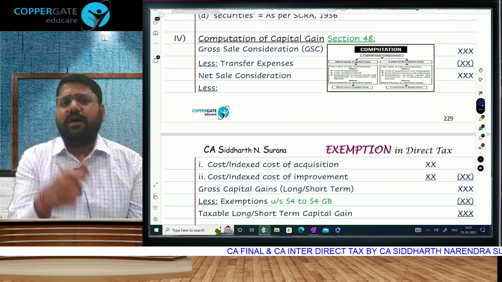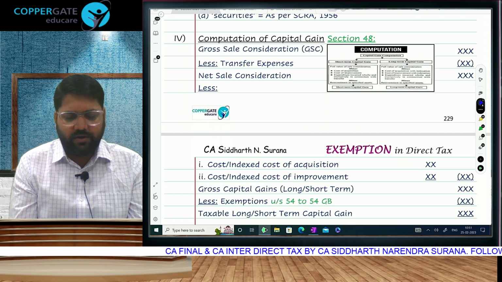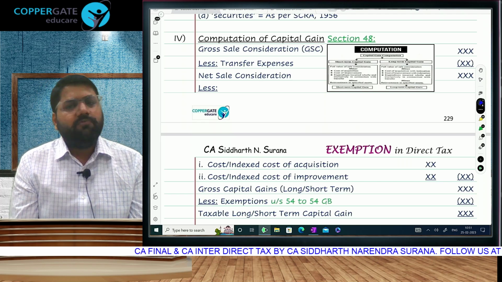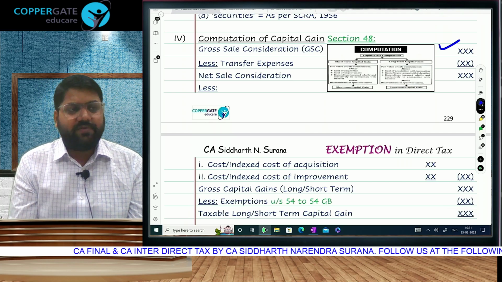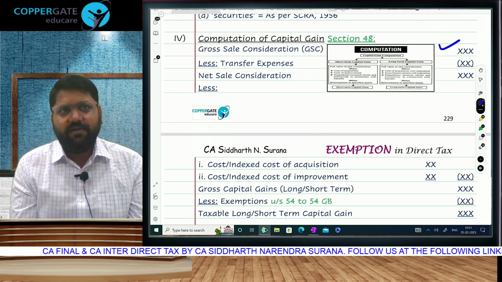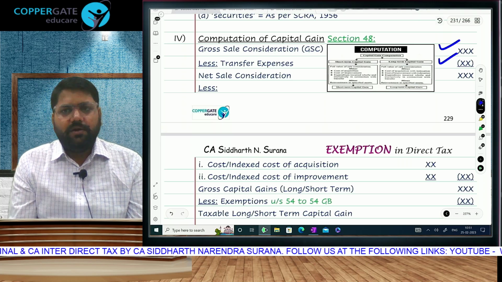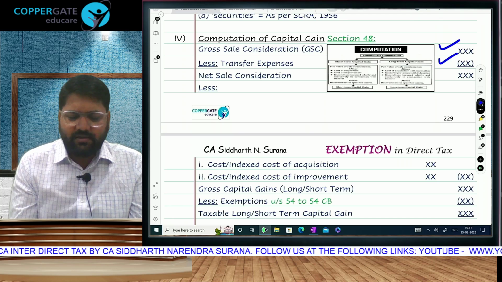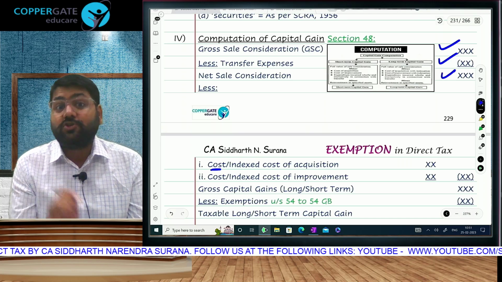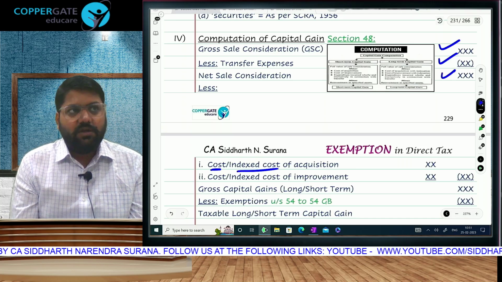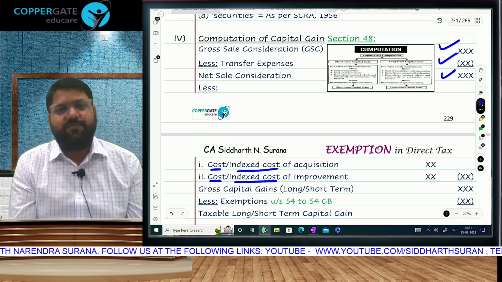Then once our asset is a capital asset and our transfer is a taxable transfer, we are going to compute the capital gain. What is going to be the computation? First, we will take the gross sale consideration, the full value of consideration, the amount which was received by virtue of transfer of the capital asset, from which we will subtract our transfer expenses like brokerage etc. We'll get our net sale consideration. From this we will get deduction of cost, or if long term then indexed cost. We will also get deduction of one more thing, that is cost of improvement, or if long term then indexed cost of improvement.